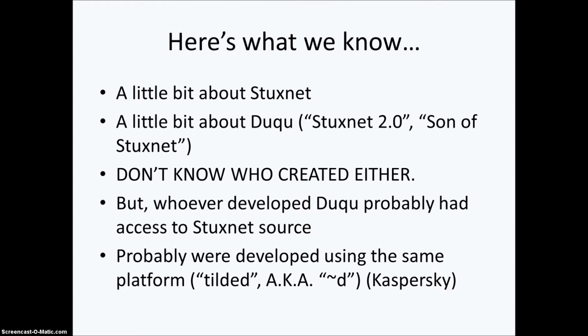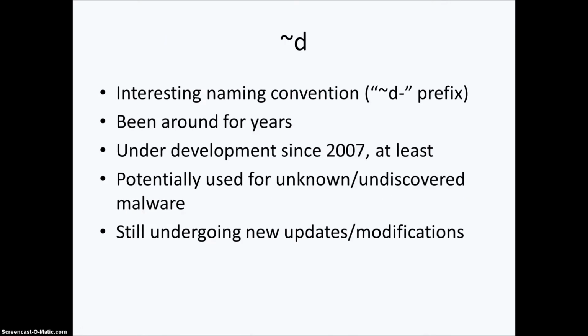But we do know, thanks to some research that Kaspersky did, that it's very, very likely that both Duqu and Stuxnet were developed using the same platform, which is known as Tilde-d. Tilde-d got its name from its interesting naming convention. Many file names that tilde-based malware creates are prefixed with a tilde and a d, right? So pretty original. The Tilde-d development platform has been around for many years.